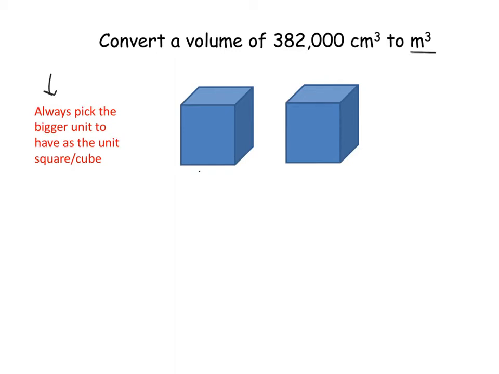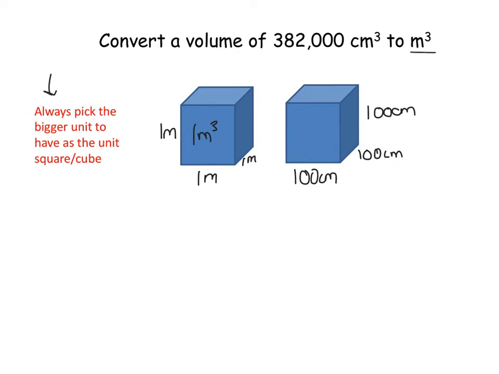as my unit. So 1 metre times 1 metre times 1 metre. Remember, the volume of a cube is base times height times depth, so a metre times a metre times a metre is a metre cubed. Now I've got exactly the same cube next to it, but I'm going to be using my centimetres cubed. So I'm going to be using 100 centimetres, because I know there's 100 centimetres in 1 metre, times 100 centimetres times 100 centimetres.